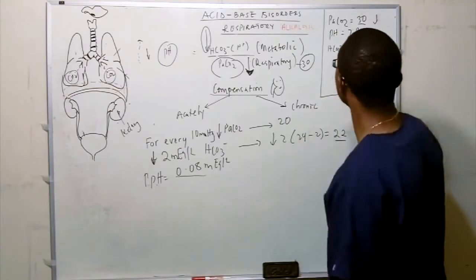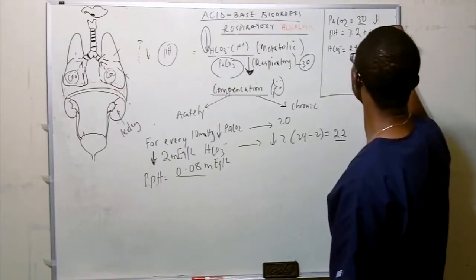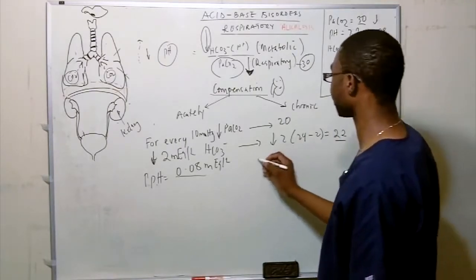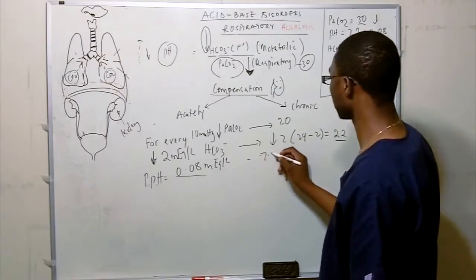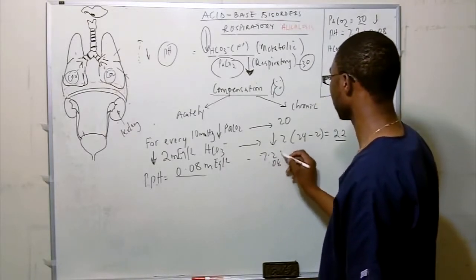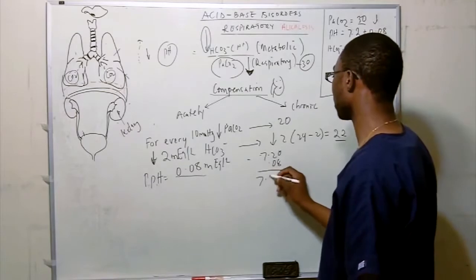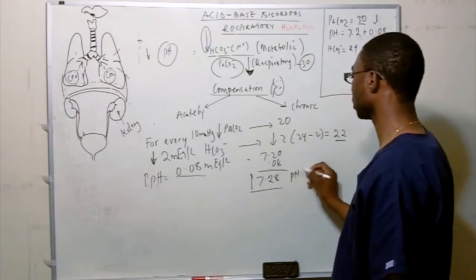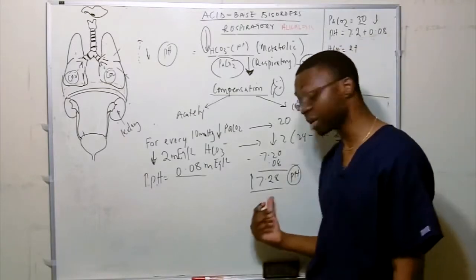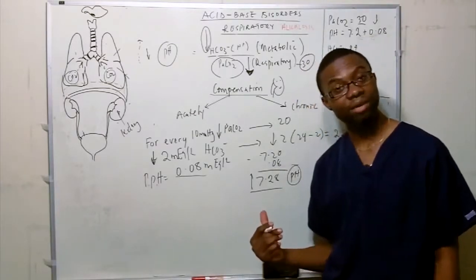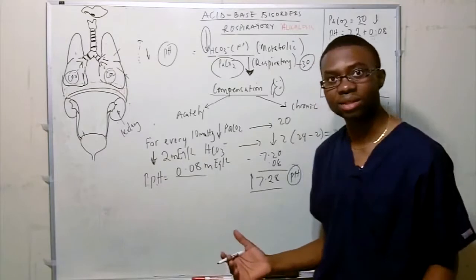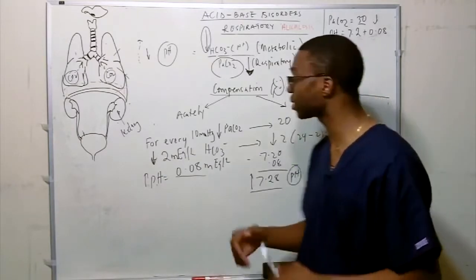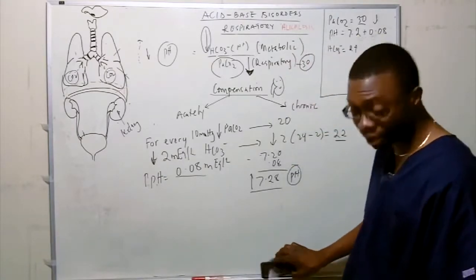Do you guys get it? That means our pH will be increasing by 0.08, right? That means we're going to have 7.28 increase in pH. Do you guys see that? We're getting closer to 7.35. That's basically what the math is. All right? So now we've known how the kidney compensates acutely.